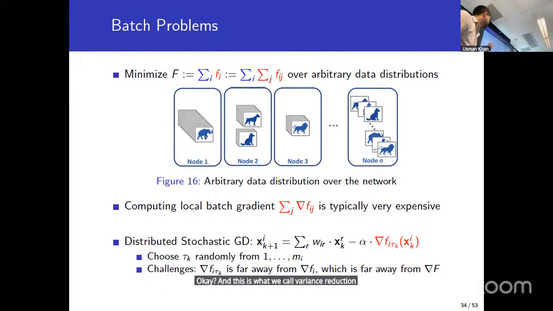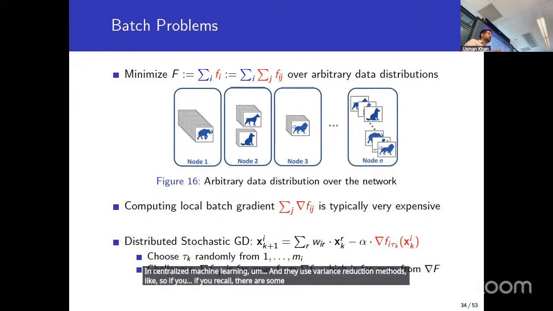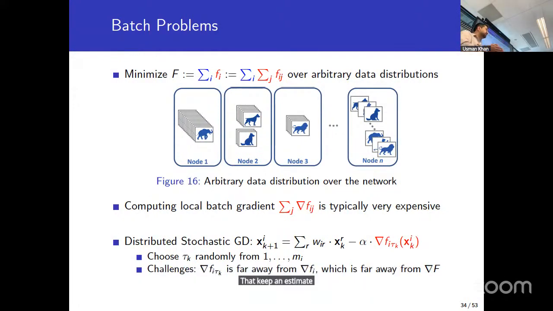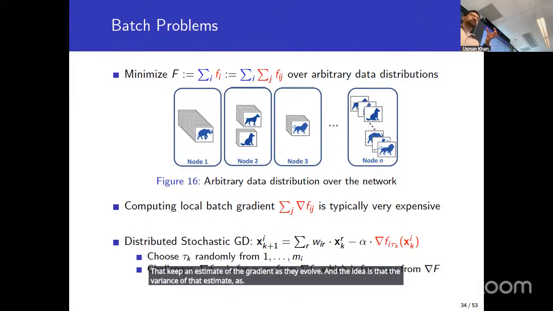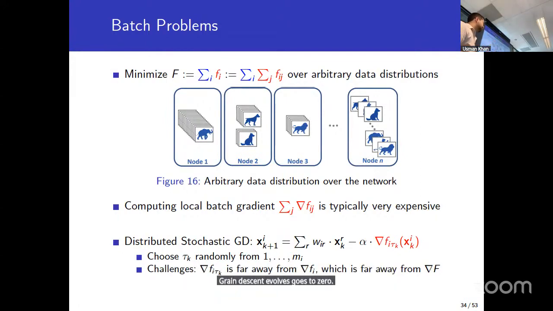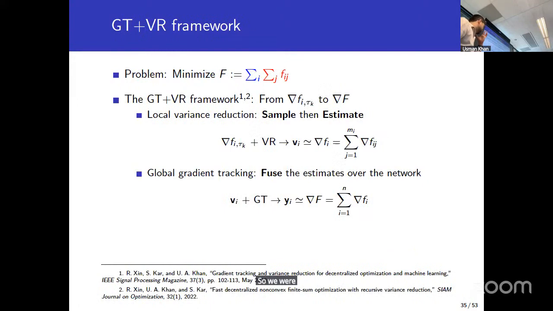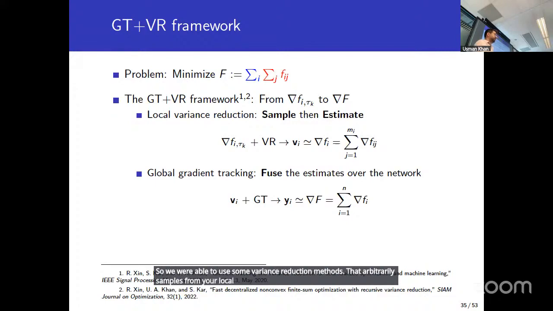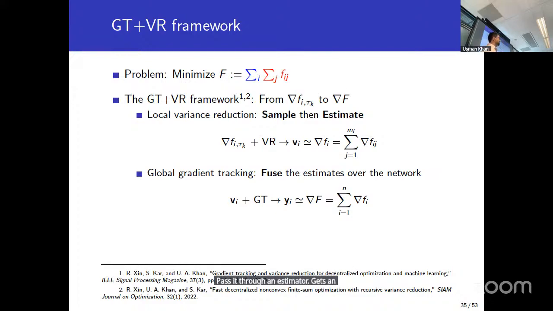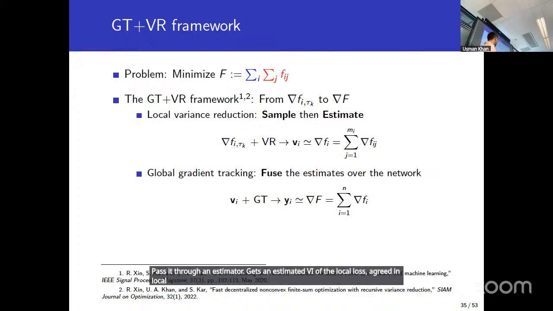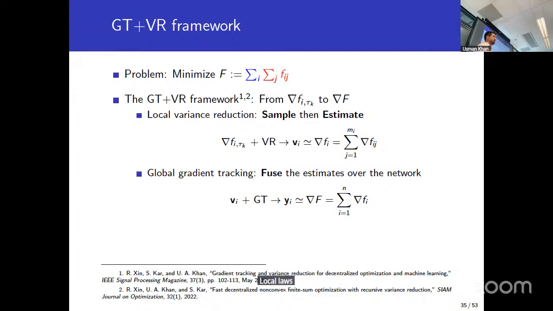So this was done in centralized machine learning, and they use variance reduction methods. If you recall, there are some stochastic gradient methods that keep an estimate of the gradient as they evolve. And the idea is that the variance of that estimate, as gradient descent evolves, goes to 0. So it's the same idea. We were able to use some variance reduction methods that arbitrarily sample from the gradient of your local loss, pass it through an estimator, get an estimate Vi of the local gradient, and then we mix the estimate over the network.